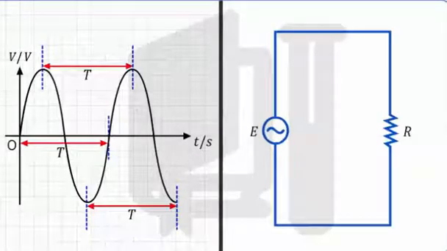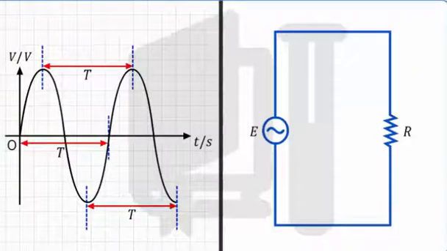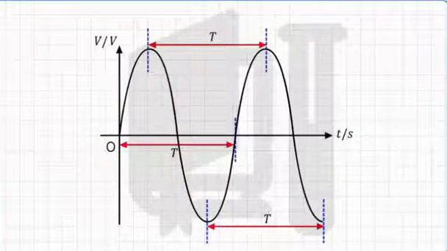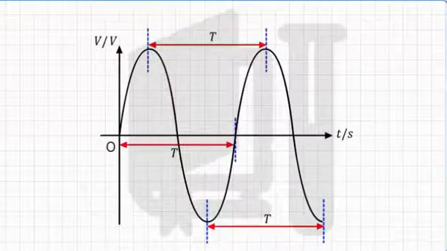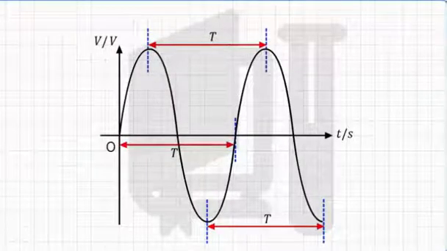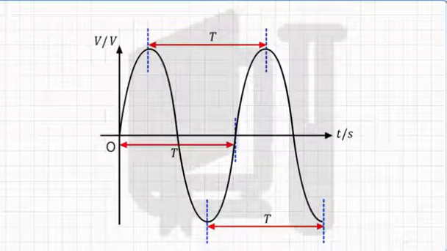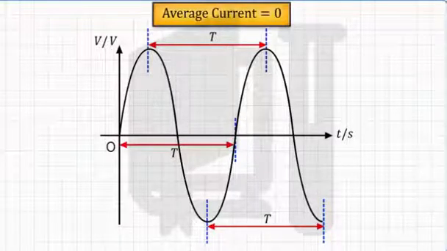As the AC current flow across a resistor varies with time in a sinusoidal fashion, its magnitude takes both positive and negative values. Here, all instantaneous current values over a cycle add up to 0. Therefore, the average current is 0.